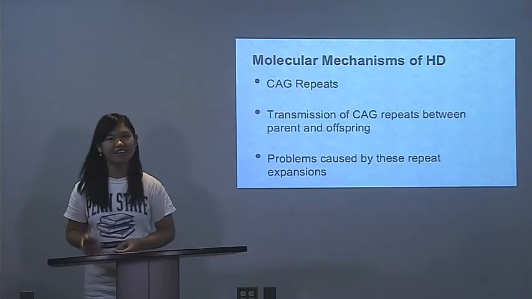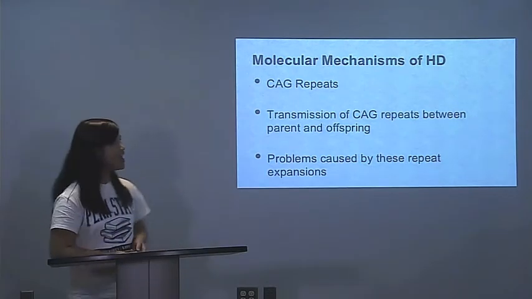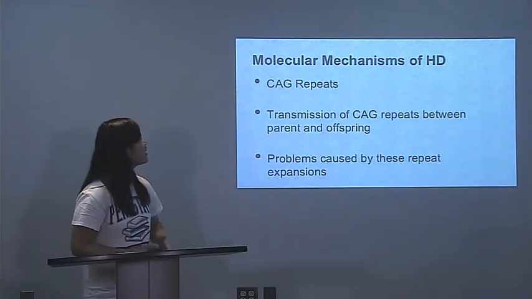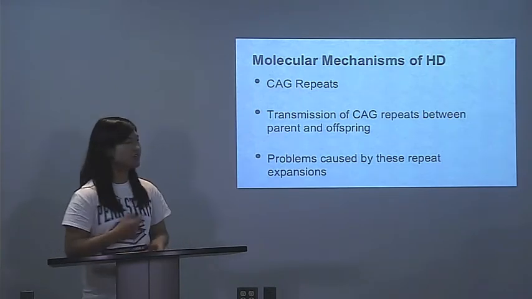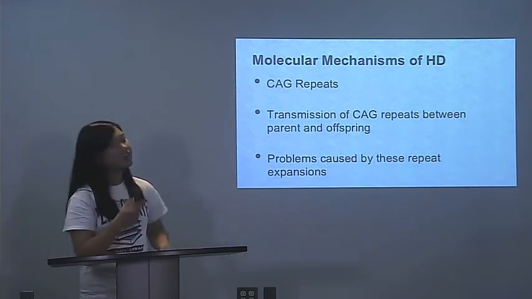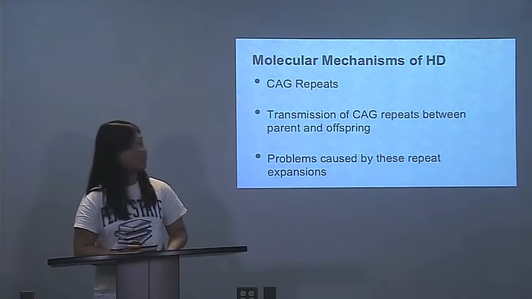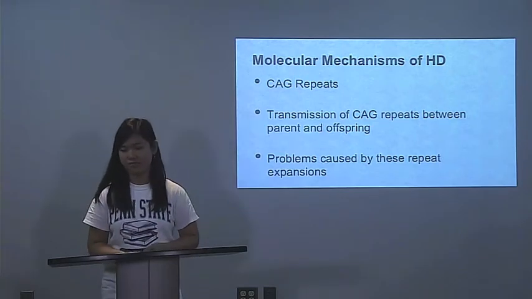Hi, okay, so I'm going to talk to you about the molecular mechanisms of HD, or Huntington's disease. So first I'm going to go over CAG repeats and what they are. And then I'm going to talk about the intergenerational transmission between parent and offspring with the CAG repeats. And then I will talk about the problems that are caused by these repeats, or just give you a little general overview of them.